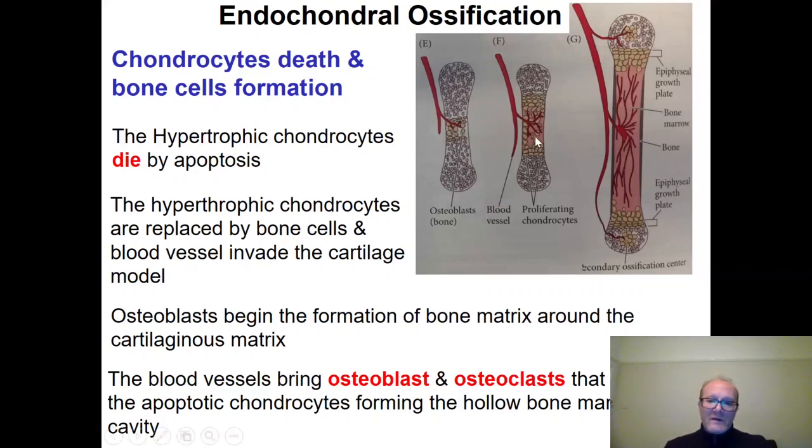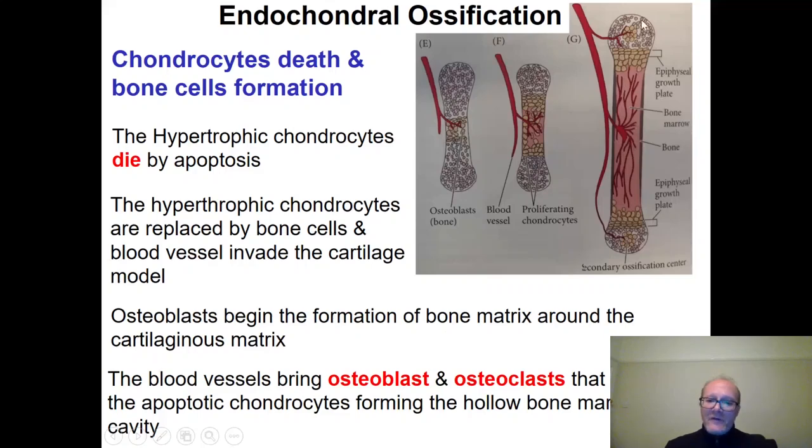With the blood vessels, new types of cells come in. They're called osteoblasts and osteoclasts. These osteoblasts and osteoclasts are important to digest the apoptotic chondrocytes, and they form a hollow, if you want, in the middle of the bone where the bone marrow will grow. So they form the bone marrow cavity.